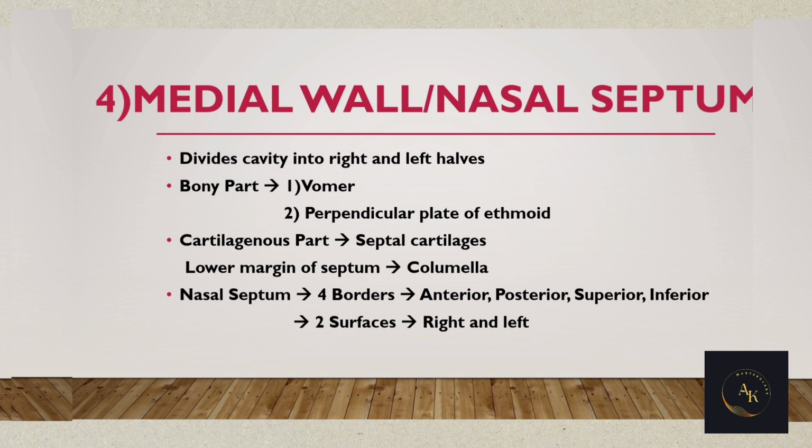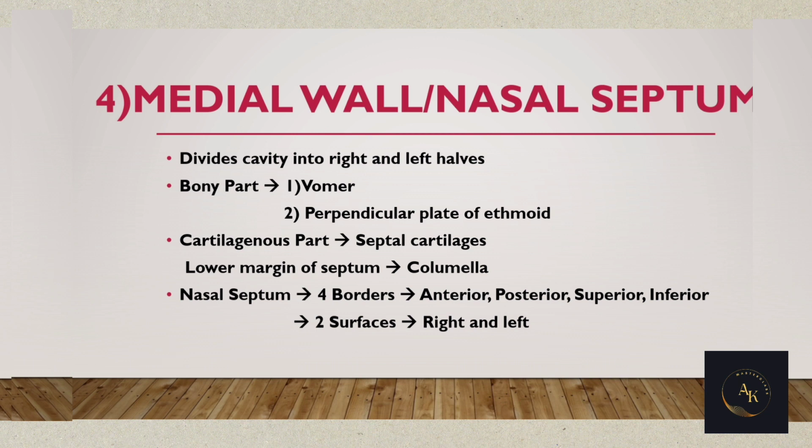Fourth and last part of nasal cavity is medial wall. Medial wall, also called as nasal septum. Medial wall divides cavity into right and left halves. Medial wall consists of bony and cartilaginous parts. Bony part is formed by vomer and perpendicular plate of ethmoid. Cartilaginous part is formed by septal cartilages. Lower margin of septum is called as columella.